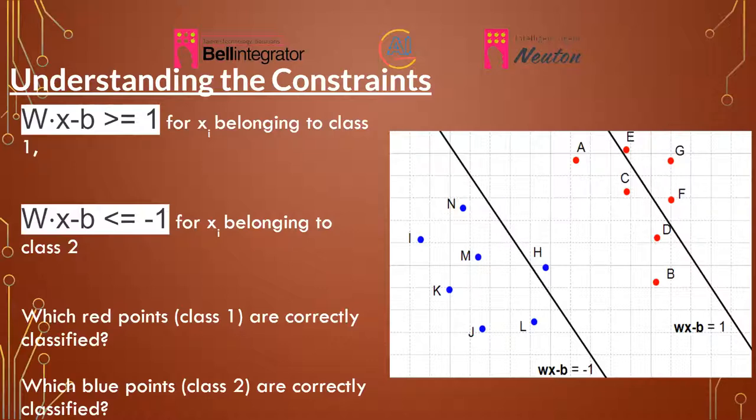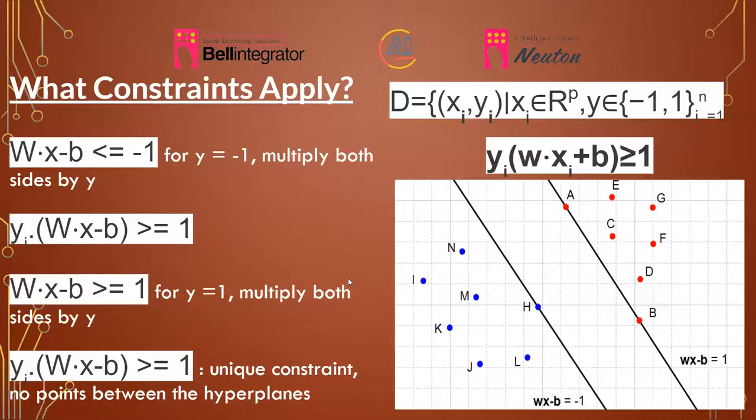And therefore, there are some points which are now correctly classified and some which aren't, and the same goes for the blue points. So hopefully, you're now able to understand what I mean when I say the constraints are obeyed or not, and we will now move ahead. Okay, so let's look at this equation again. I said w dot x minus b is less than or equal to minus one for the blue points, right? But here, my point is labeled as minus one. And so if I multiply both sides of the equation with yi, the sign will change because yi is minus one. So my sign changes and I land up with yi times w dot x minus b is greater than or equal to 1, right?